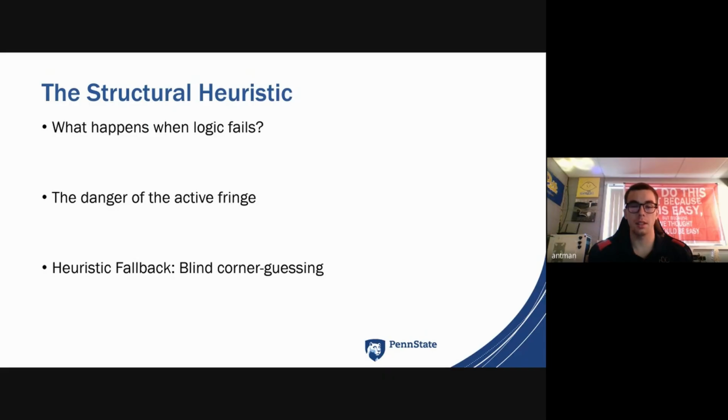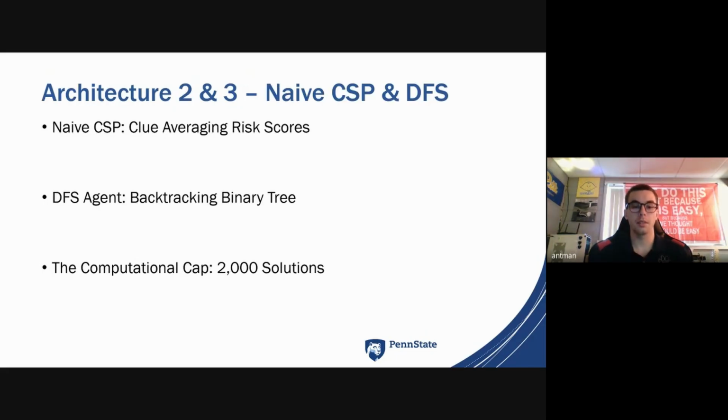Furthermore, a corner cell only has 3 neighbors, while a center cell has 8. Statistically, clicking a corner minimizes your exposure to surrounding mines. We also built 2 alternative fallback mechanisms. The native CSP uses the exact same logic engine, but when it gets stuck, it calculates a mathematical average of the numerical clues adjacent to each unrevealed cell. It divides the clue value by the number of covered neighbors in order to generate a crude risk score, picking the cell with the lowest average risk.